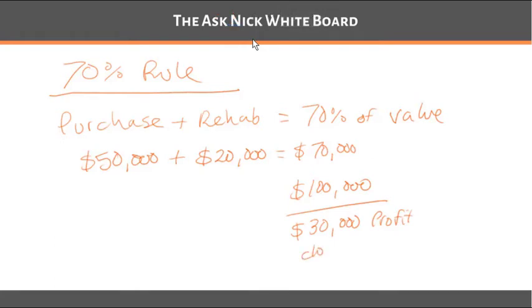Now we're still going to have closing costs. So we're going to have about $30,000 of profit. Now this is kind of our gross profit. We're still going to have closing costs when we sell the property. We might have commissions that also get factored out of this number as well. So we might end up with a lower net profit of maybe $15,000 when it's all said and done. But again, that's why the 70% rule is there.